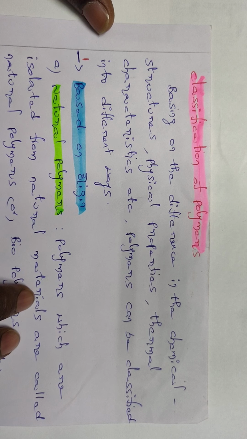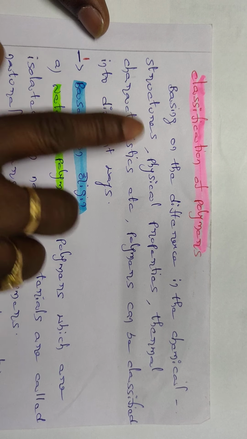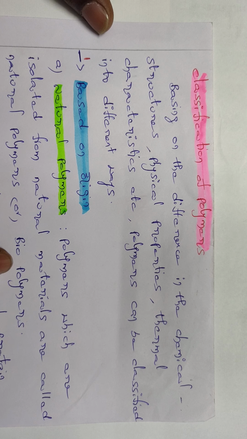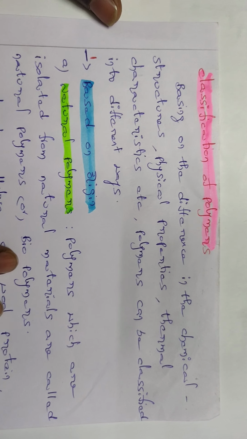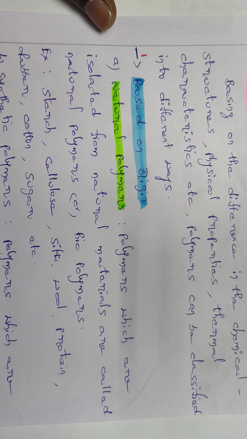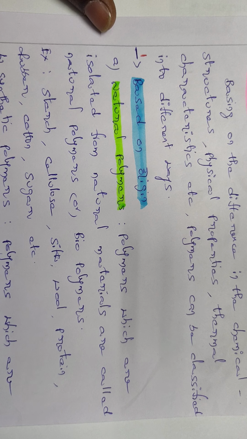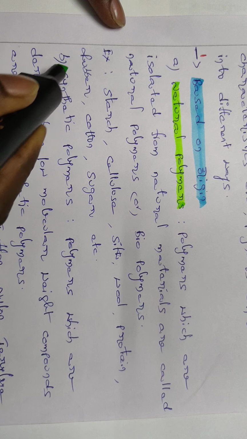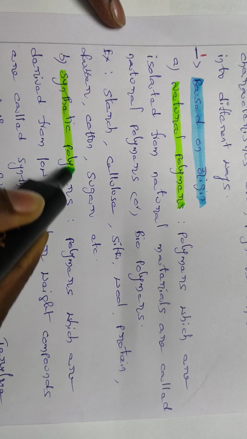In today's class, I want to teach you about classification of polymers. Based on the difference in chemical structures, physical properties, thermal characteristics, etc., polymers can be classified in different ways. The first one is based on origin. Based on origin, polymers are mainly classified as two types: natural polymers and synthetic polymers.